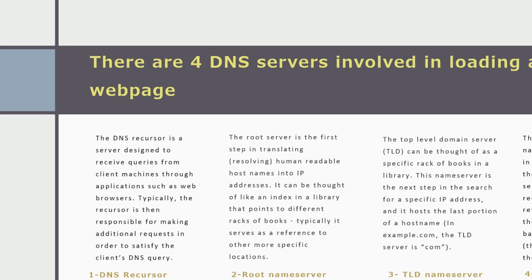The fourth server is the authoritative name server. The authoritative name server is the last stop in the name server query. If the authoritative name server has access to the requested record, it will return the IP address for the requested hostname back to the DNS recursor that made the initial request. These are the four servers which DNS involves in loading just one web page.